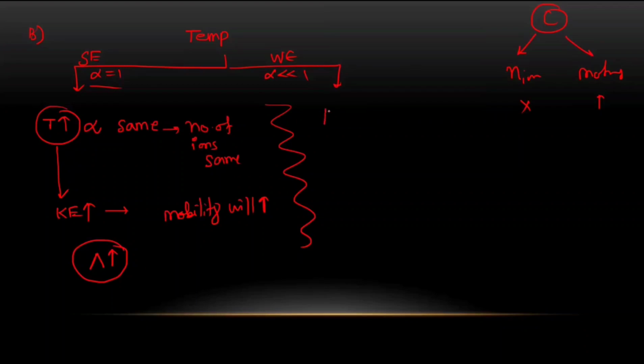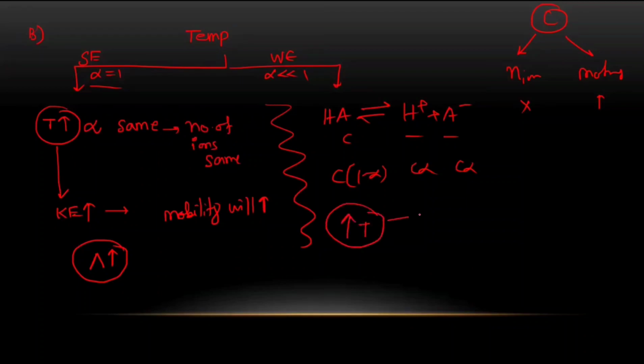Suppose there is one acid, HA, dissociating like this: H plus plus A minus. Okay. C into 1 minus alpha, C alpha, right? Now, with increasing temperature, what happens? Alpha increases. Alpha increase means number of ions will increase, right? And with increasing temperature, kinetic energy also increases. That means mobility will also increase.